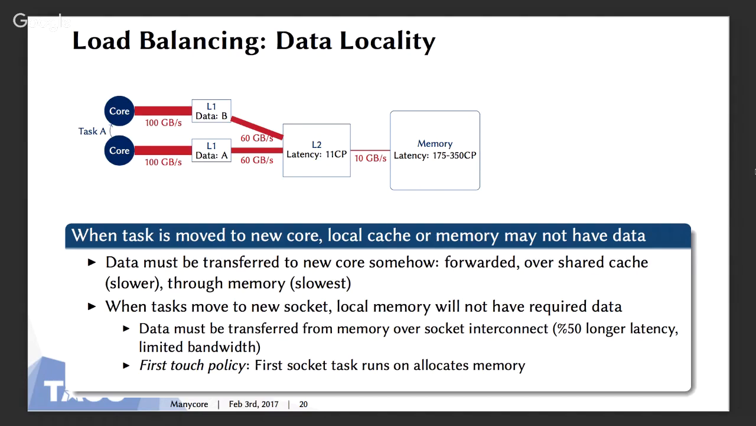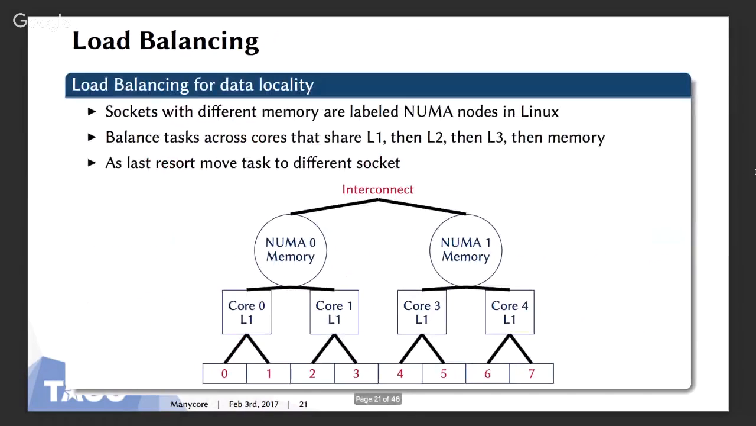This typically results in about a 50% longer latency. If you have tasks all over the place, far away from their memory, you can run into limited bandwidth issues because they're all trying to get at their data, which is far away from them. In Linux, this is a consequence of what's called the first touch policy. The first socket that a task runs on is where the memory that it needs gets allocated. So you really want to make sure that your tasks are not jumping between sockets. And it's even better typically to make sure that your tasks are not jumping between cores.